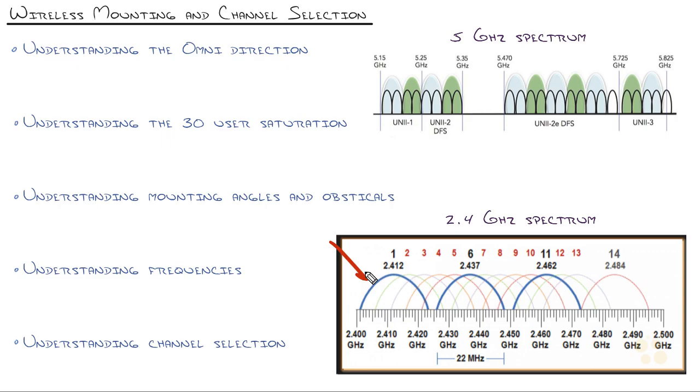So one of the first things you have to realize is, in the 2.4 gigahertz spectrum, I just can't draw my circles today, you only have 3 clean channels that you can use: 1, 6, and 11. The reason why is because those are the ones that do not overlap in their frequencies at all.